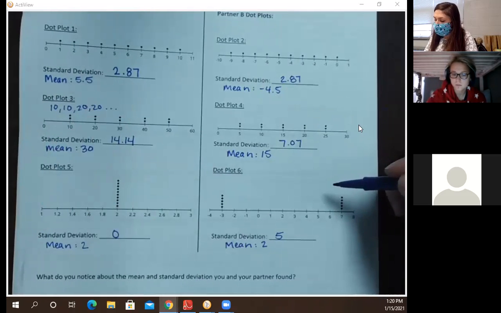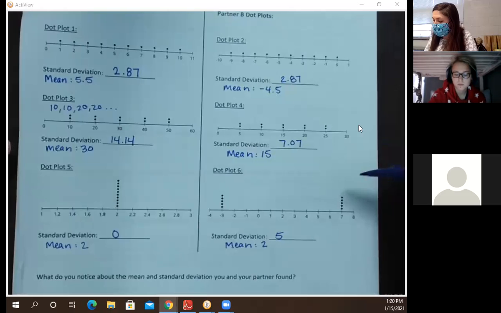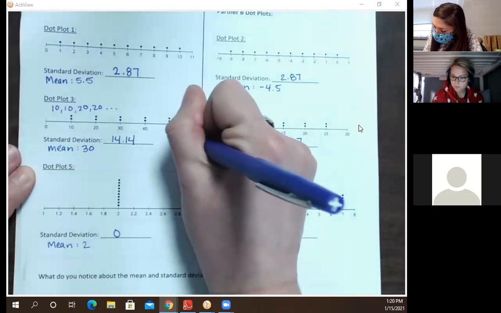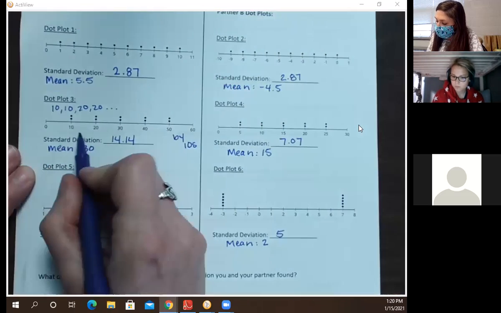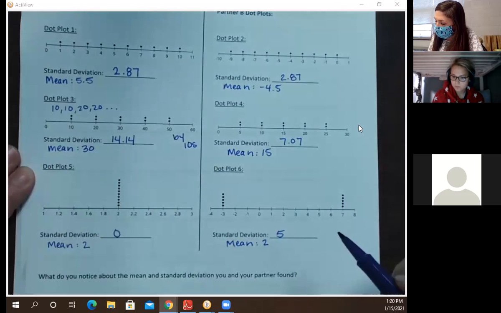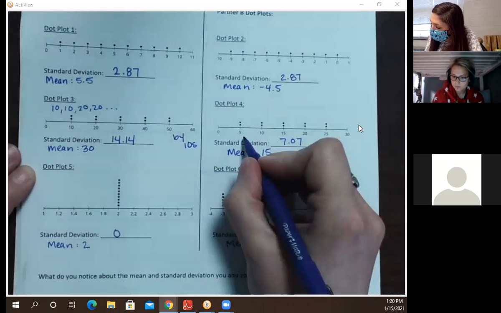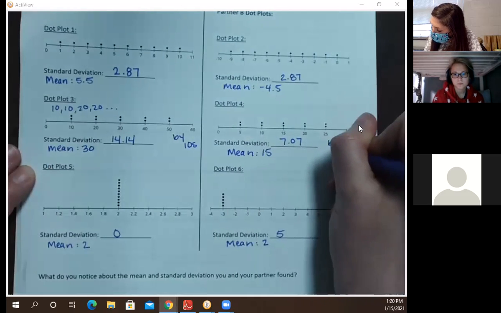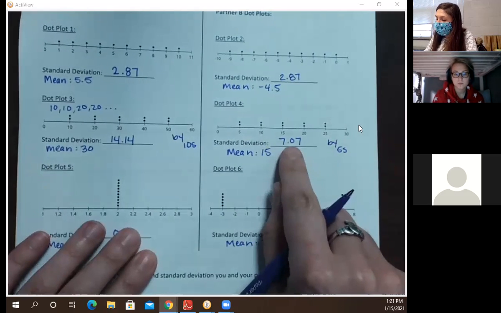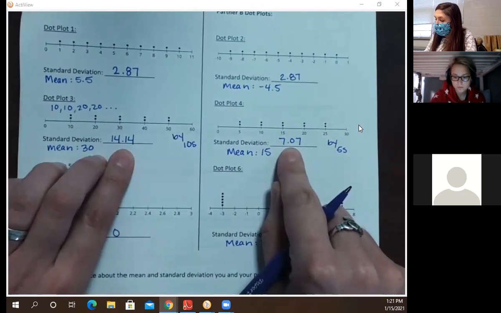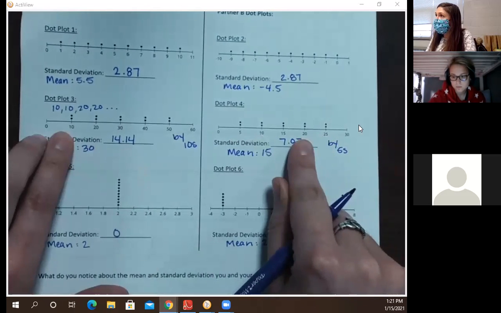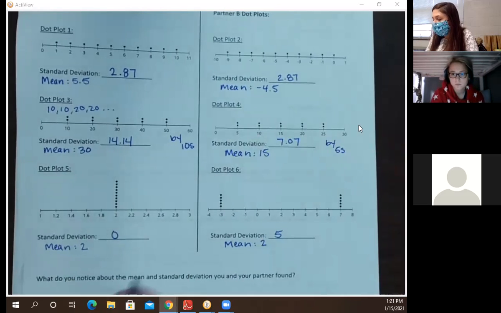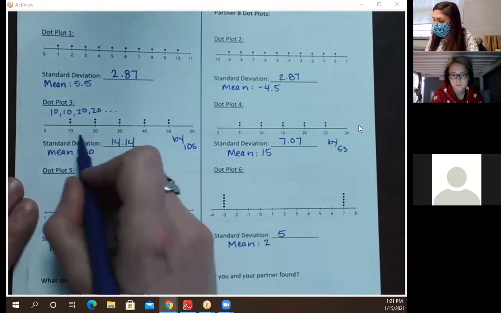For dot plots 3 and 4, these look really similar, but there's an important difference here. My scale here is by tens, right? 10, 20, 30, 40, 50. But for 4, my scale is by fives. So 5, 10, 15, 20. So I have a smaller standard deviation here because, even though these dot plots look very similar, my data is actually much more closely grouped because my spread here is only by fives, where my spread here is by 10.